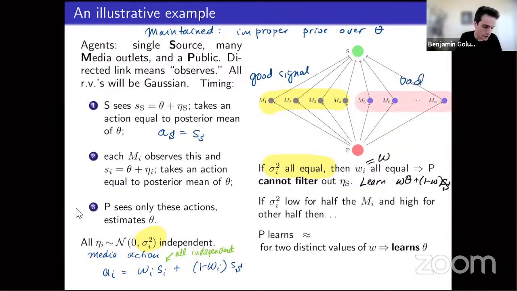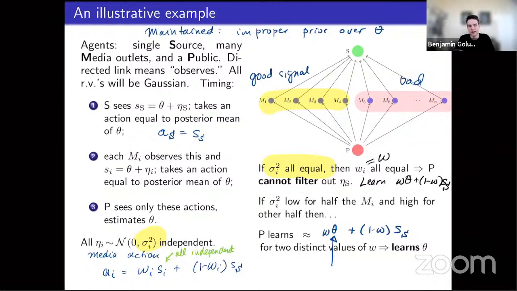Because now P is going to learn the same kind of thing, W theta plus 1 minus W source's signal, but for two distinct values of W, because depending on whether the media outlet has a good or bad signal, it is going to be weighting its private information differently. So I get two linear combinations of the thing I'd like to know, which is theta, and this confound that was bothering me before, and I can learn theta. Okay, so that's why diversity in the types of information endowments my neighbors have is crucial to enable good learning.